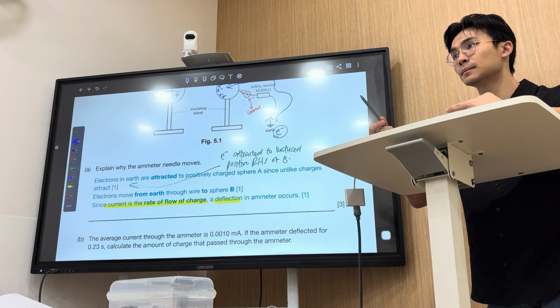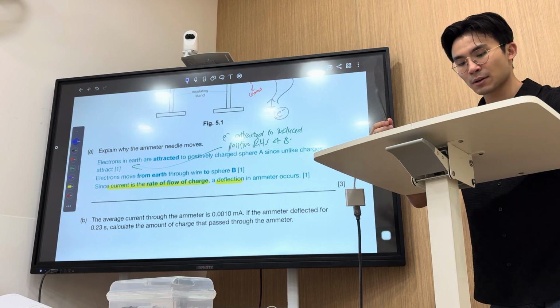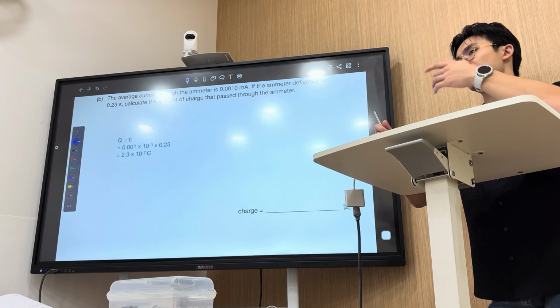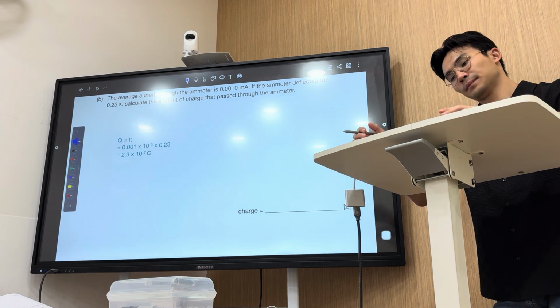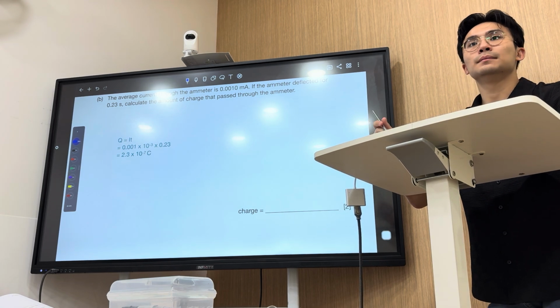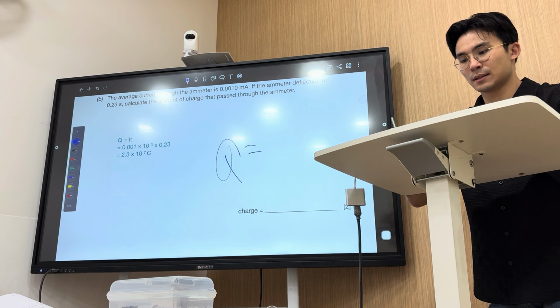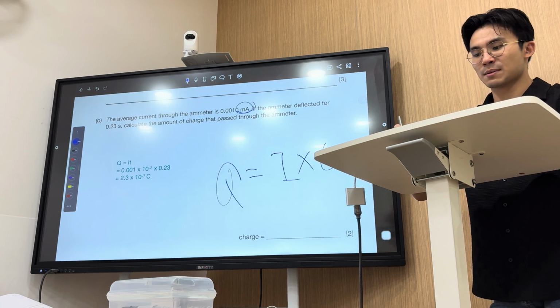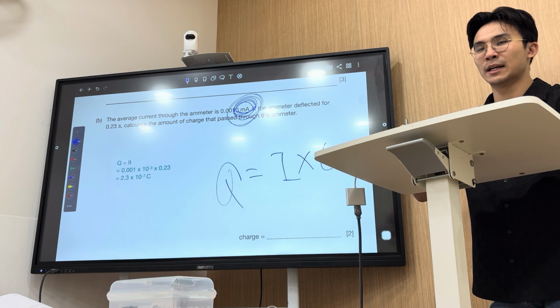Owen? Good? Okay, the second question is very simple. Q equals I times T, 2.3 times 10 power negative 7 coulombs. It's a free 2 marks. Apply the formula. Okay, please tell me you all know your prefixes by now. Small m is 10 power negative 3. Yeah?